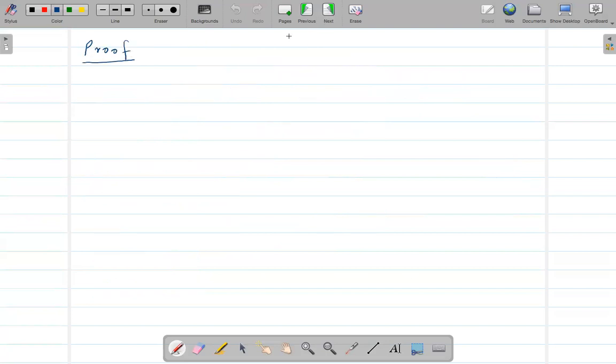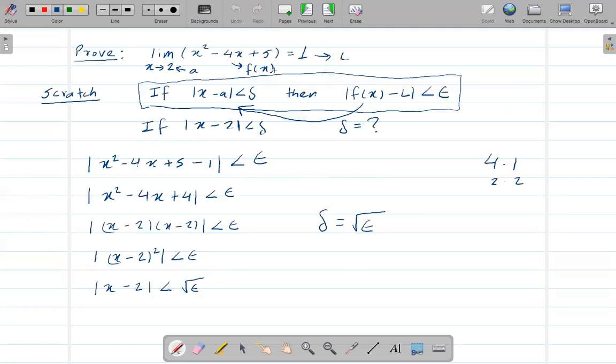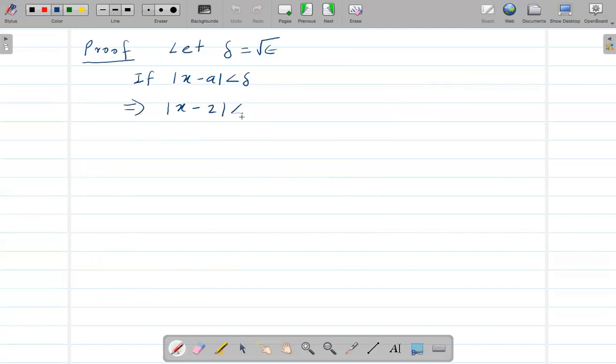So if the absolute value of x minus a is less than delta, then this implies that the absolute value of x minus a, which is x minus 2, is less than the delta value. Like I said, first I have to assume delta as square root of epsilon, right? That's what I got from there. So now, square root of epsilon.